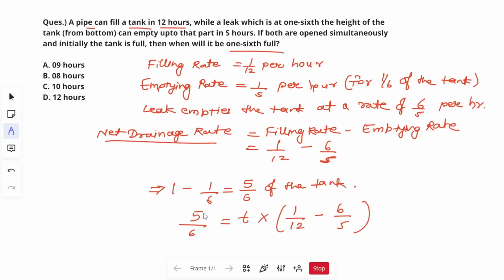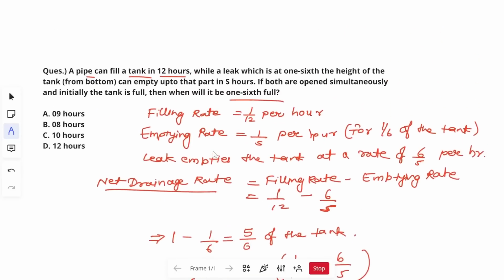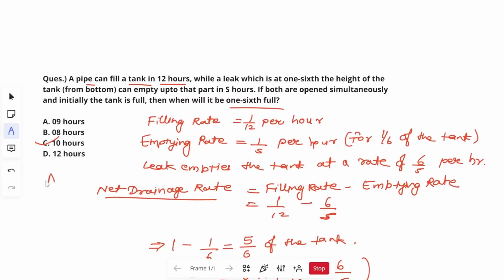Okay, so we have found out, right, how much of water needs to be drained out. So that is why we have formed this equation, and now when we will solve it, we will get the value of T as 10 hours. Okay, I'm not solving it completely, but if you solve this equation, you will get the value as 10 hours. So the correct answer for this question is going to be option number C, that is 10 hours. Okay, hope you have understood it. Let's move on to the next question.